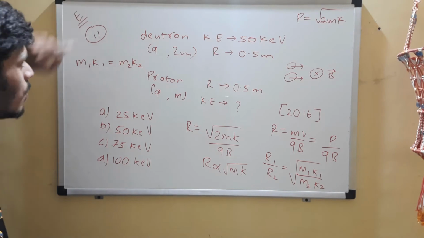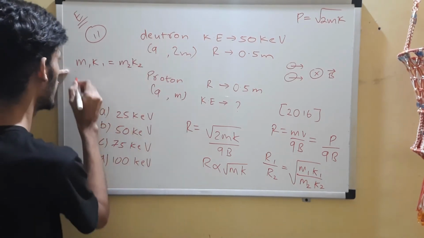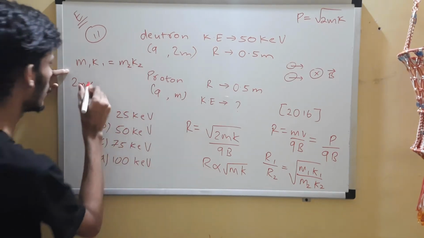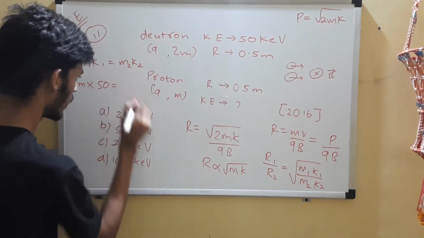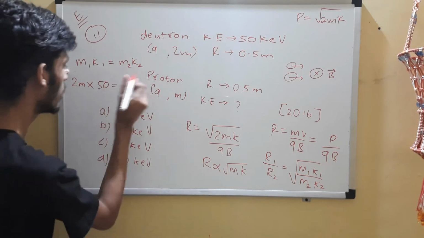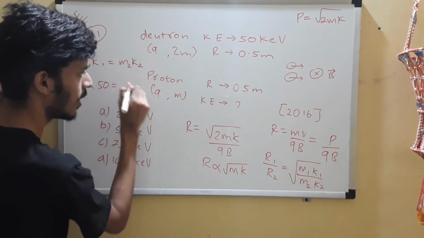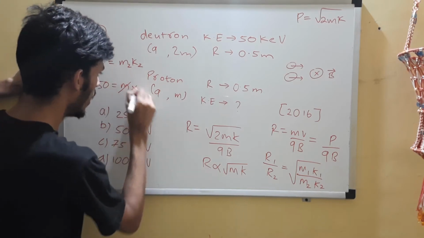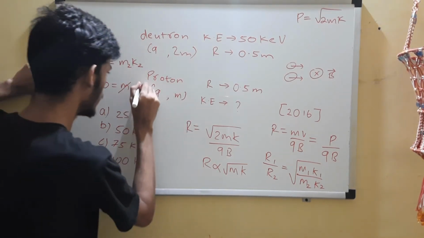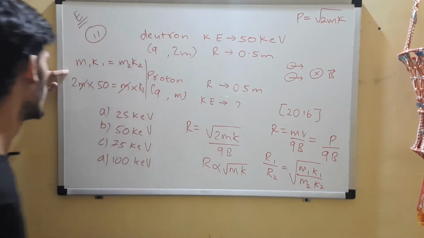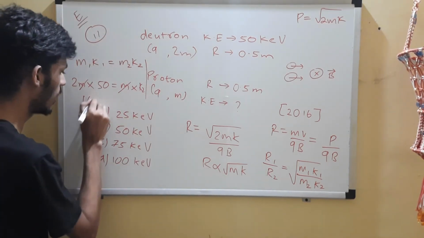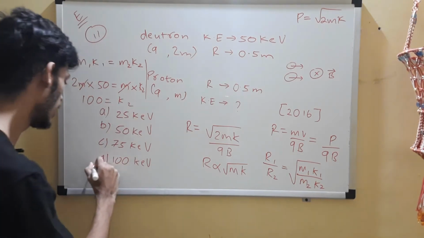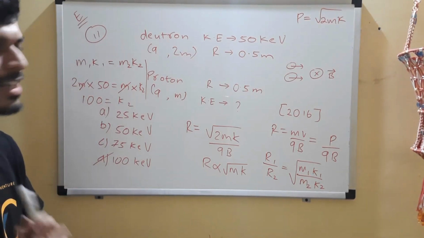M1 k1, the mass of the first one, let's take the first one as the deuteron, so 2m into k1, which is 50 kilo electron volts, is equal to m2, the mass of the proton, which we take as m, and m will get cancelled, into k2, which is what we have to find. So k2 is 2 into 50, which is 100 kilo electron volts. Option D is the correct choice over here.